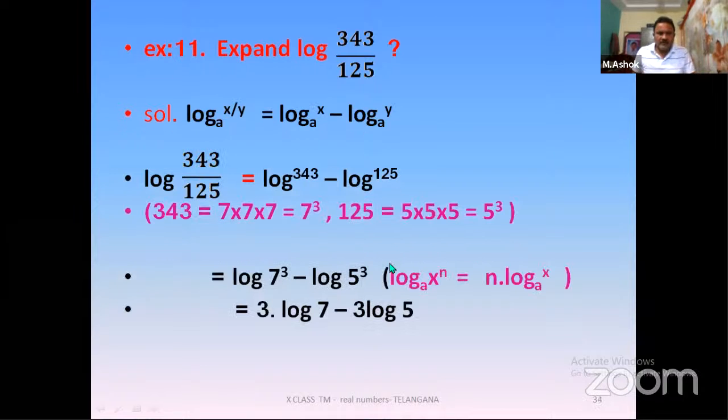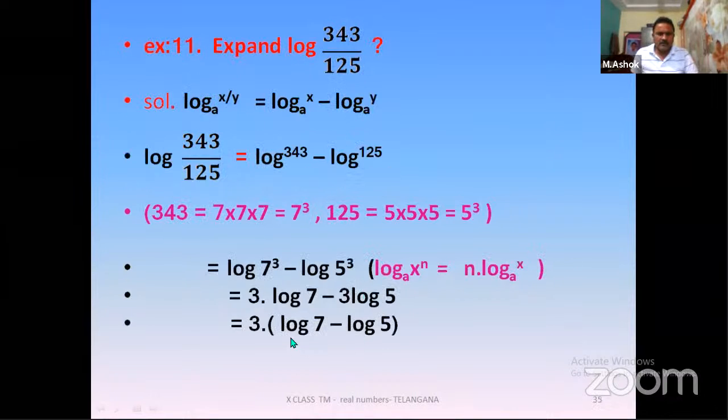Now, basing on the power rule, we know log x to the power of n base a is equal to n into log x base a. With that, it becomes 3 into log 7 minus 3 into log 5. Take 3 common out: 3 into log 7 minus log 5. That is the answer of this question.